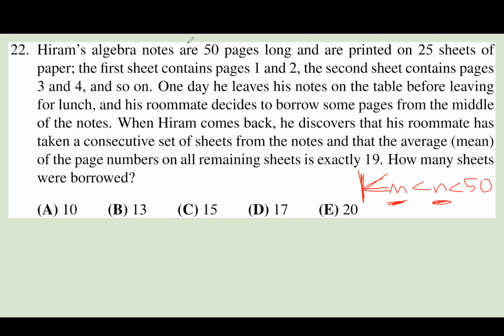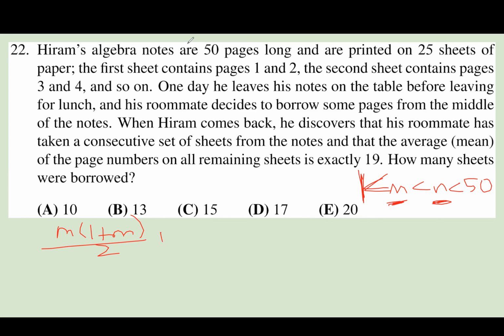Now we need to find the average of the remaining pages. Well, the first M page numbers are there. So we can start by summing up 1 to M, which would be M times M plus 1 divided by 2, right? Now, how do we add up the pages after N? Well, if you think about it, the sum of the pages after N would be the sum of the first 50 pages minus the first N pages, right? And that would give you the sum of the remaining pages after N.